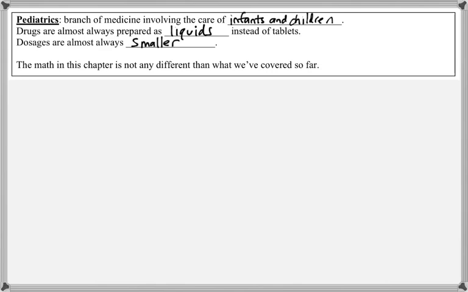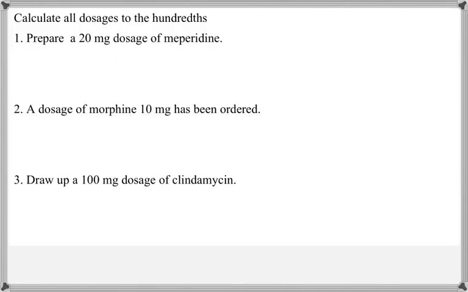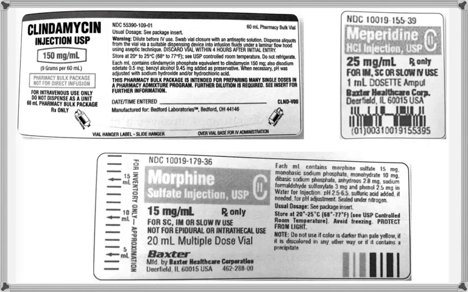And the math in this chapter is not any different than math that we've covered so far. We're going to be given a label, and we're going to need to set up a proportion with the order to find the dosage. So these are our labels. And question number 1 says, prepare a 20 milligram dosage of meperidine. So I need to find my strength, and that is right here.